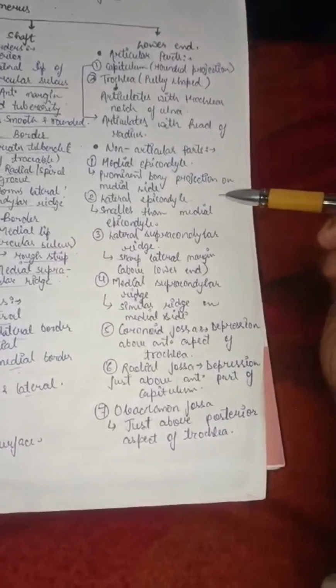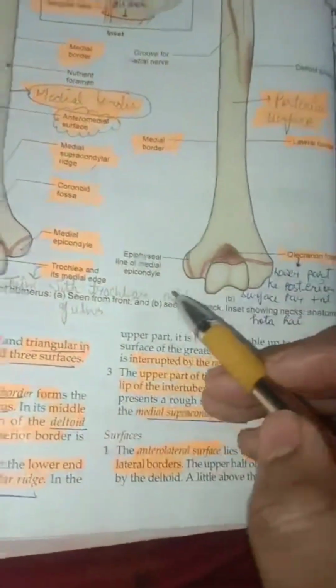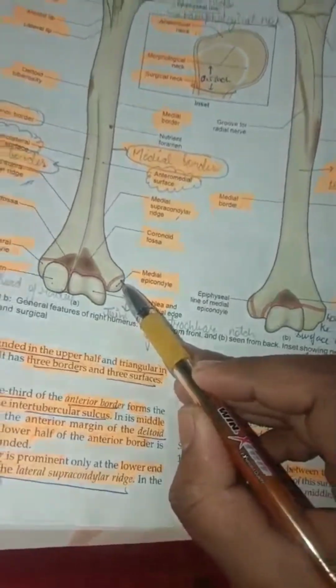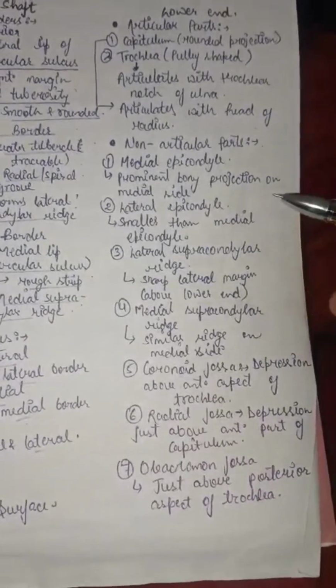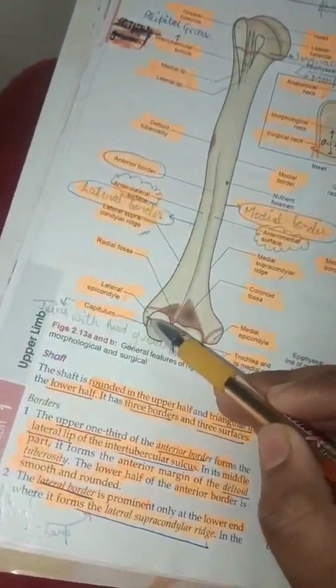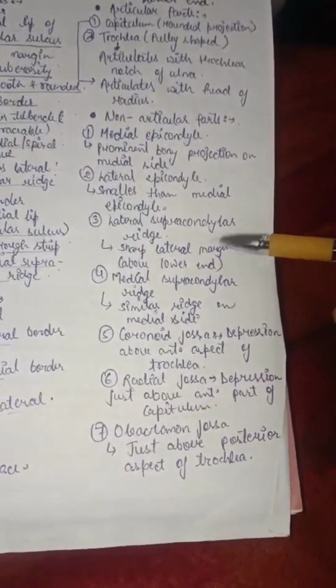Medial epicondyle is the prominent bony projection. Here we have the medial epicondyle. It is a bony projection on the medial aspect. Then we have the lateral epicondyle. The lateral epicondyle is smaller than the medial epicondyle. Now we have the lateral supracondylar ridge.